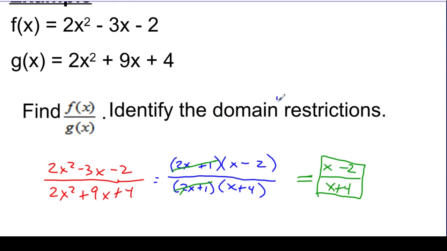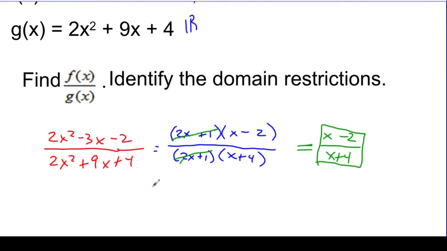The other part says identify domain restrictions. So again, my original functions, if I take a look, are quadratics, all real numbers. So I have no domain restrictions coming out of the original function part of this. However, what I need to do is take a look at when any of these factors in the denominator are going to become 0. So if I set each of these equal to 0, when is 2x plus 1 equal to 0? Well, that's when x is equal to -1/2. When is x plus 4 equal to 0? That's when x is equal to -4.